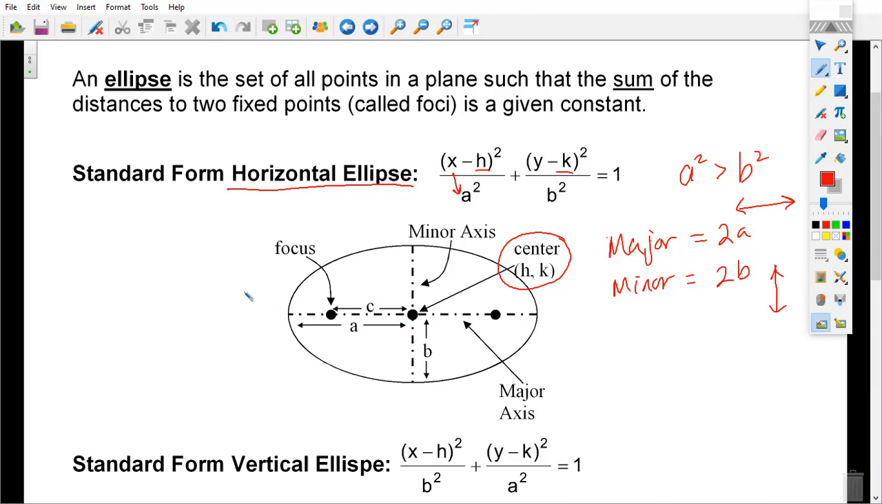To find the value of your foci, they are along the same line as your x value. Your k is going to stay the same, but your x is going to be plus or minus your c value, and your y value is going to be the same as your center. Okay, so that's our horizontal.